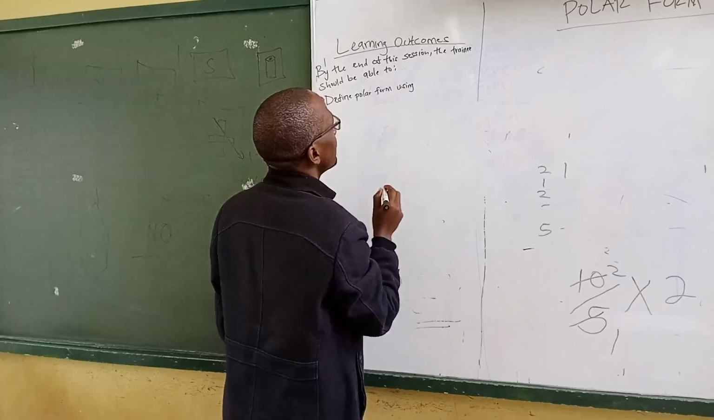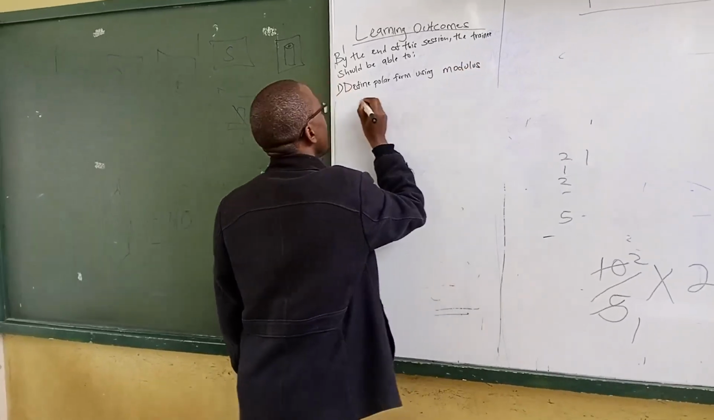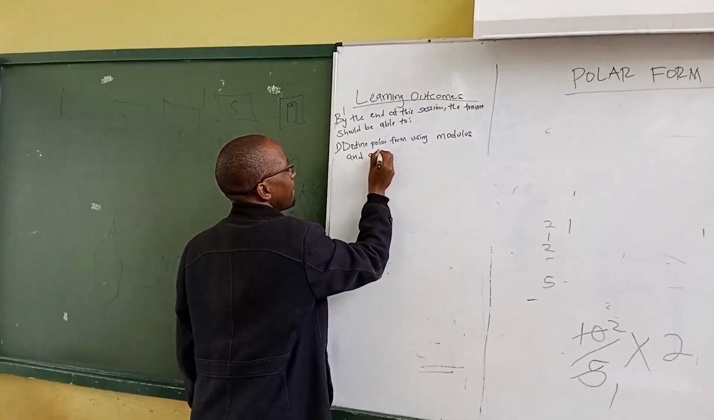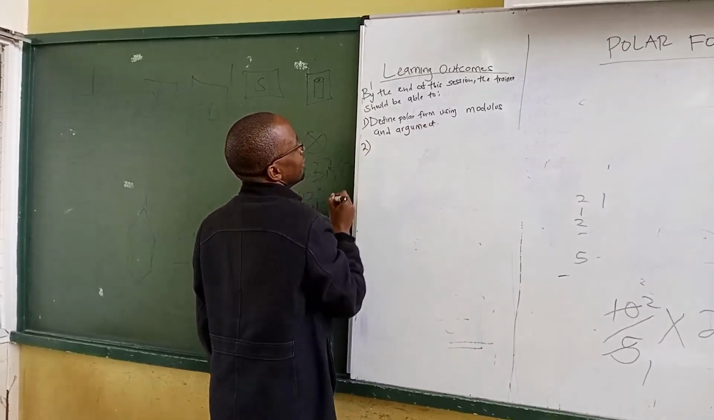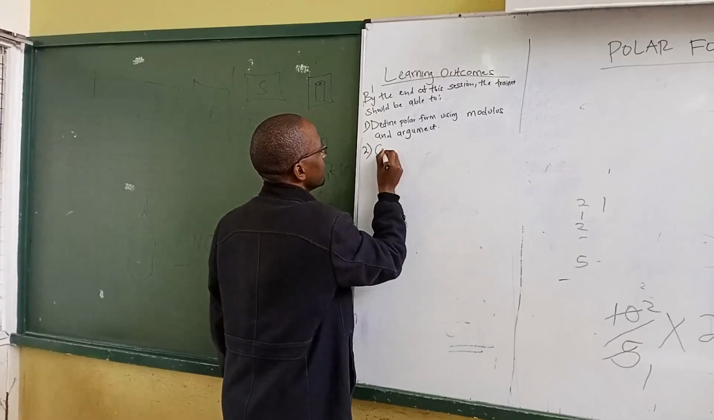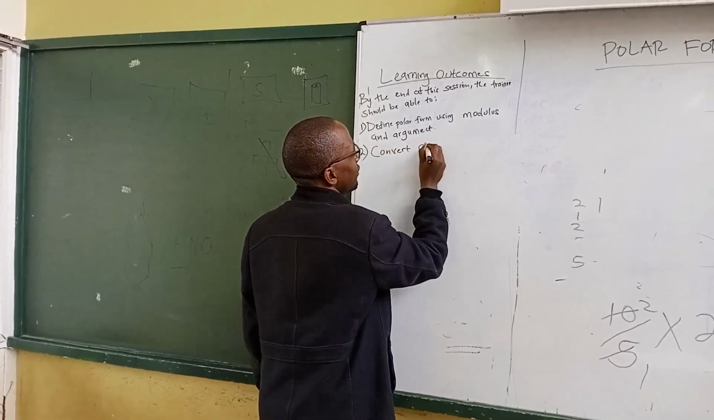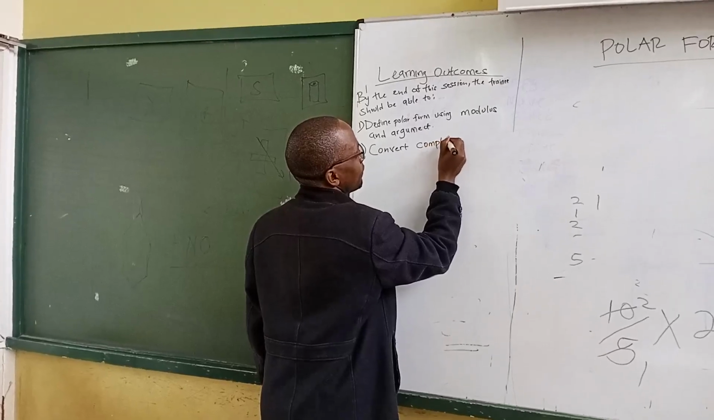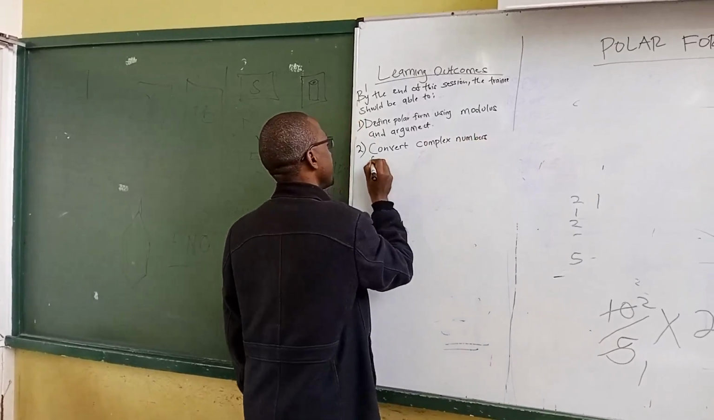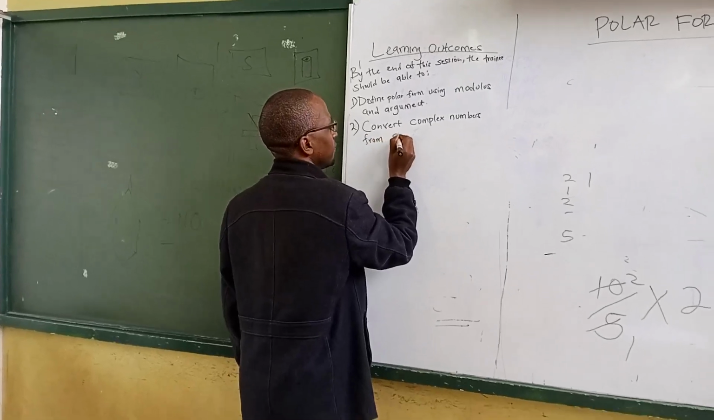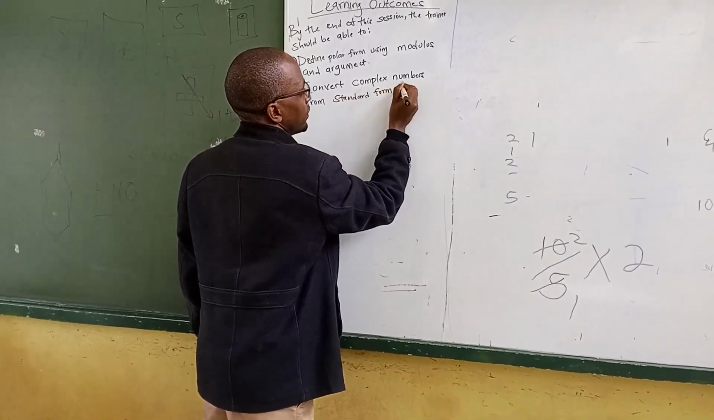to be able to define polar form using modulus and argument. And our second objective will be to convert complex numbers from standard form to polar form.